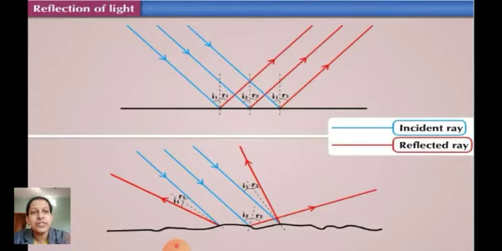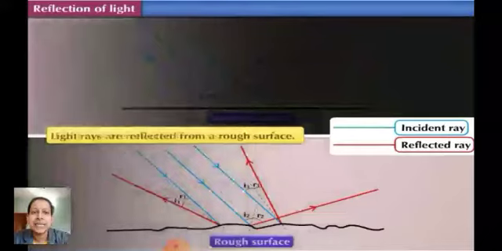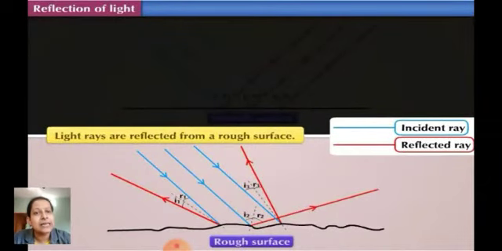In the first figure, you can see that the light rays are reflected from a smooth surface. The incident rays are falling on the smooth surface, and they are reflected again in the same manner. Whereas in the second figure, the light rays are reflected from a rough surface. Now, if you look at these two figures, we find a lot of difference.